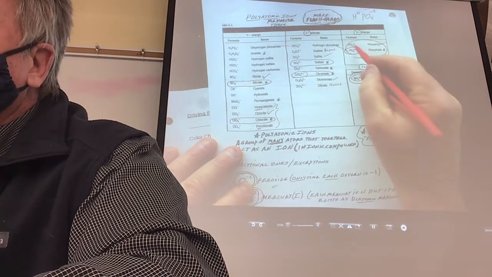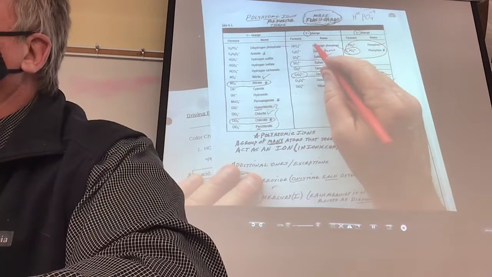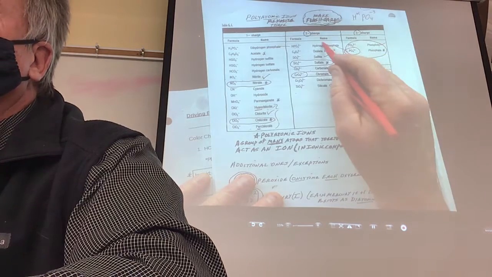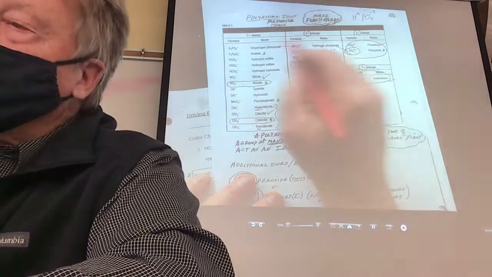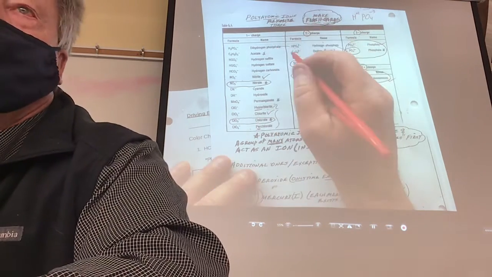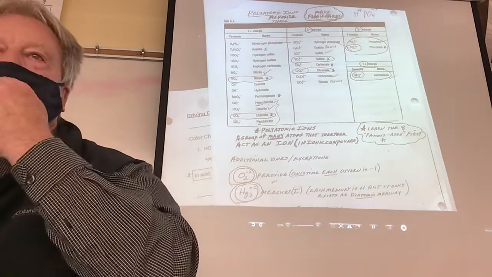Now, if you want some bonus points tomorrow, I'll show you some more bonus points. Watch. What if you tack a hydrogen on the phosphate? It's not even on here. I'll give you credit for it, though. Tack a hydrogen on the phosphate. What do you get? Hydrogen phosphate. And tack another hydrogen on. What do you get? Dihydrogen phosphate. Whoa. I'm going to get more than 30 tomorrow on Friday.